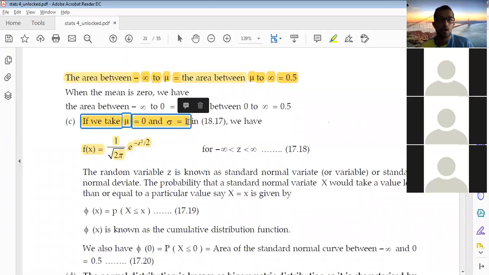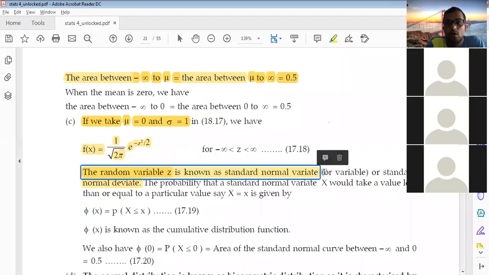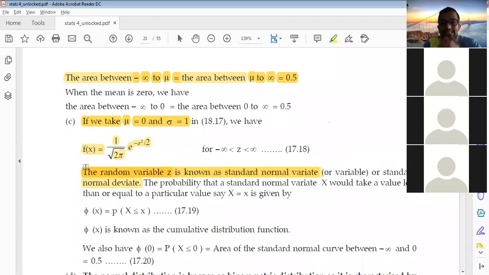Why, students? Because we have a formula to work out for binomials, sir. We have a formula to work out for Poissons, sir. But you till now did not give us the PMF or the formula to find out normal distribution, students. That is why normal distribution has a variable called z, which is known as the standard normal variate or the standard normal deviate. Please underline this part. Z is called as the standard normal variate.